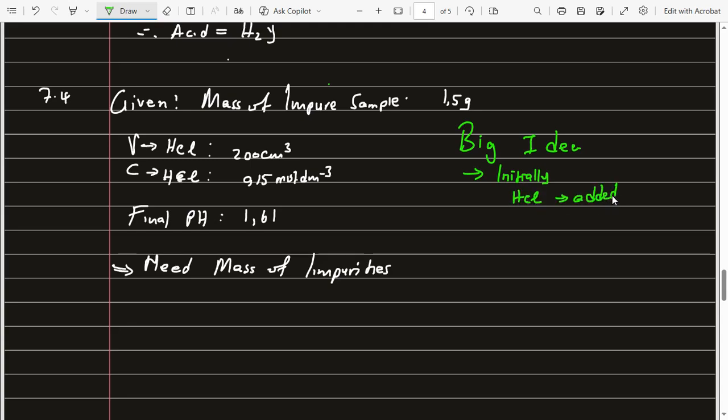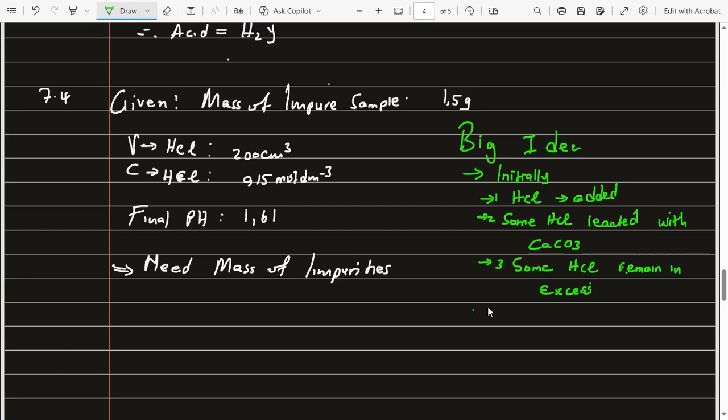added, okay? And then some of that, so this is 0.1, this is 0.2. Some HCl reacted with the calcium carbonate. Okay, then 0.3, is that some of that HCl remain in excess. That's what you need to understand. Then you'll see everything will be easy for you.